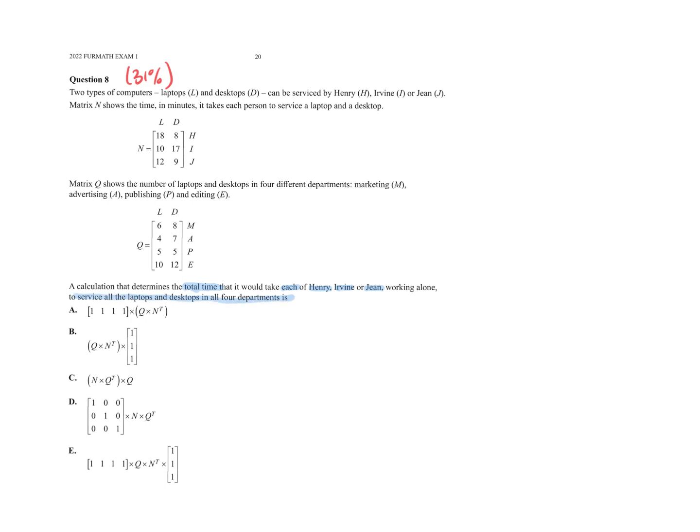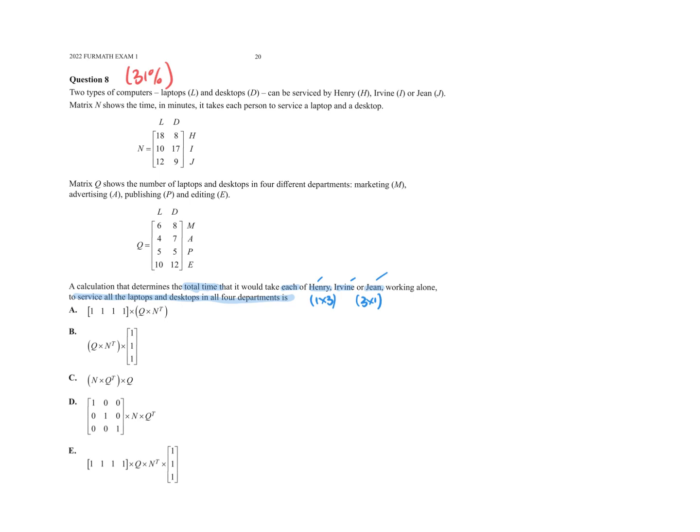If you think about it, those 3 people go out and do all the jobs, all the servicing. How long is it going to take them? You're after either a 1x3 or a 3x1 because you want Henry, Irvin and Jean and their total times, each.